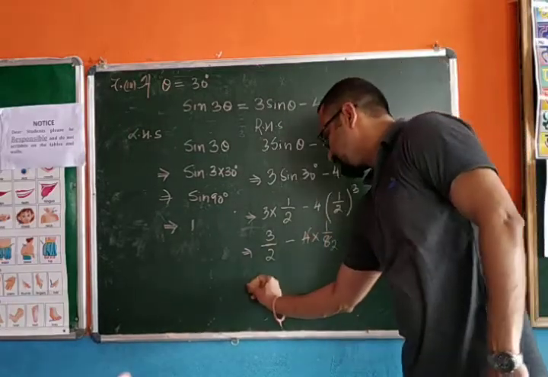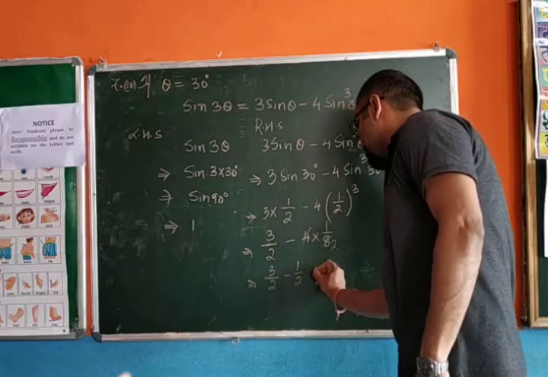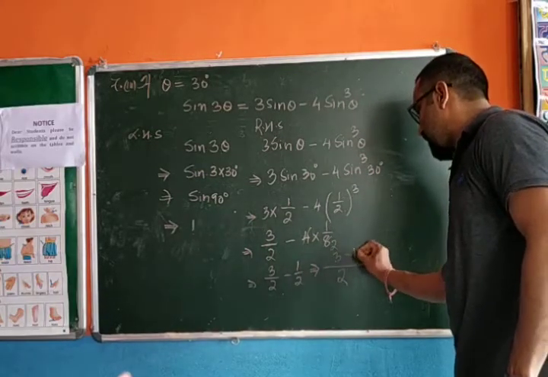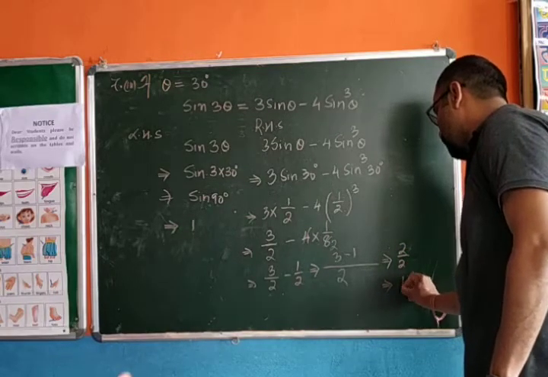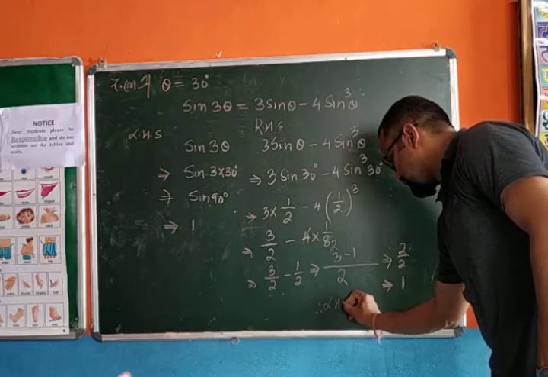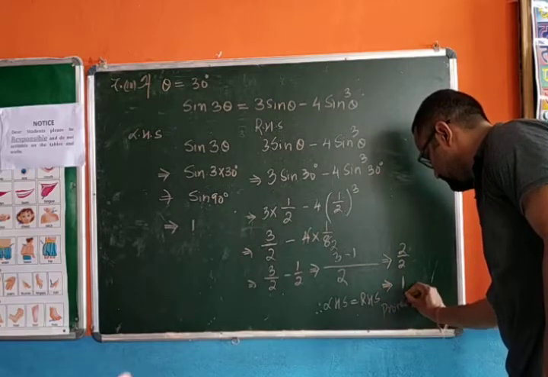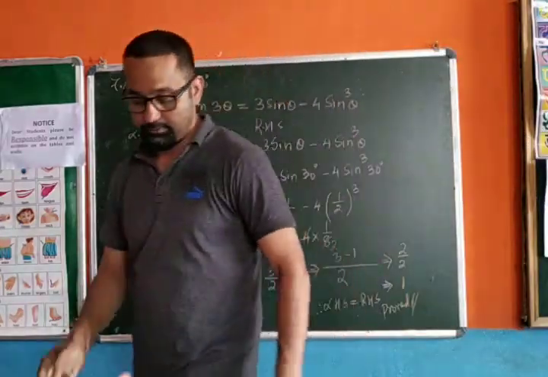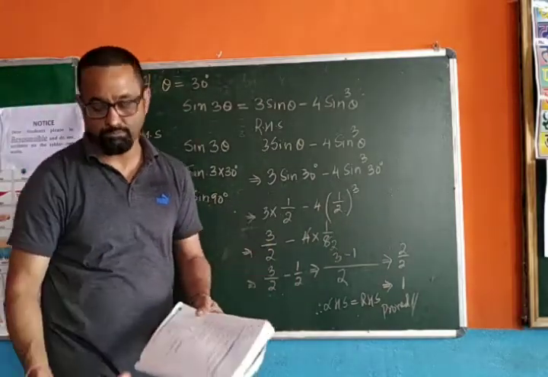2 times. You are left with 3 upon 2 minus 1 upon 2. Take LCM. You get 2. 3 minus 1. Subtract 2 divides by 2 which is equal to 1. Therefore, left hand side is equal to right hand side. Proved. Proving when value of theta is given. So please do try question number 7, remaining sums.